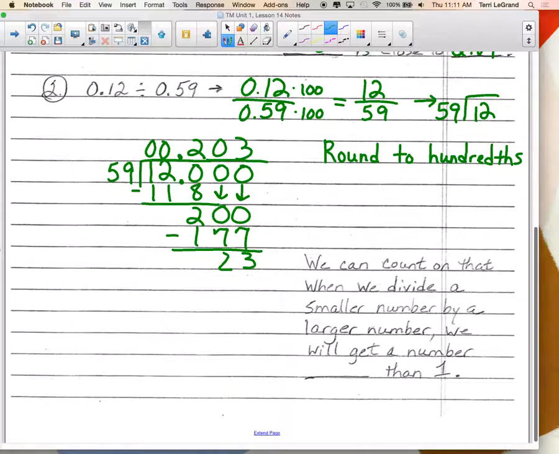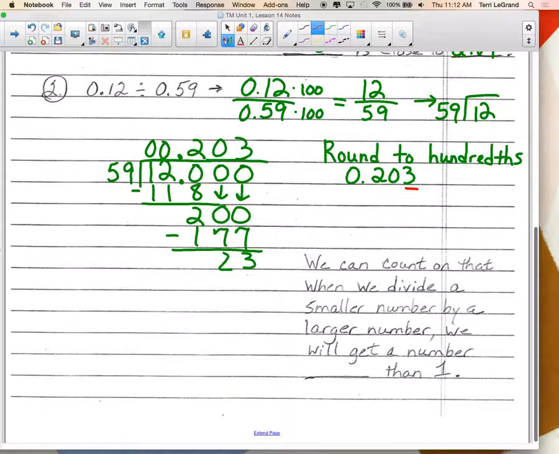Instead of going on forever and finding the repeating pattern, we're going to say we have 0. Do we need both zeros in front of the decimal point? No, we have 0.203. That's what we're going to round to hundredths. So what would that be rounded to hundredths? Cheyenne? Yeah. So this 3 is not big enough to change 20 hundredths to 21 hundredths. That's how we could read it.